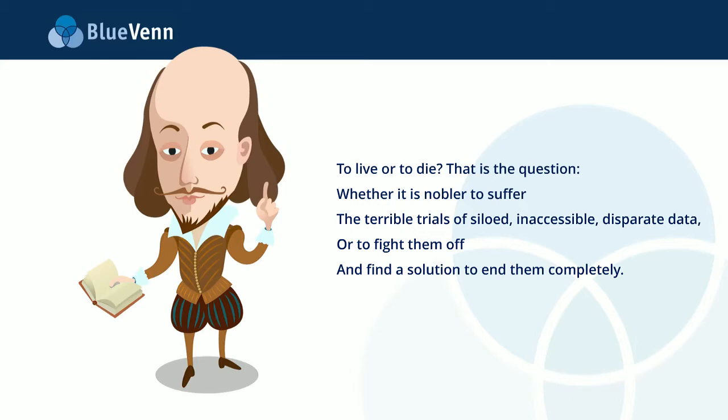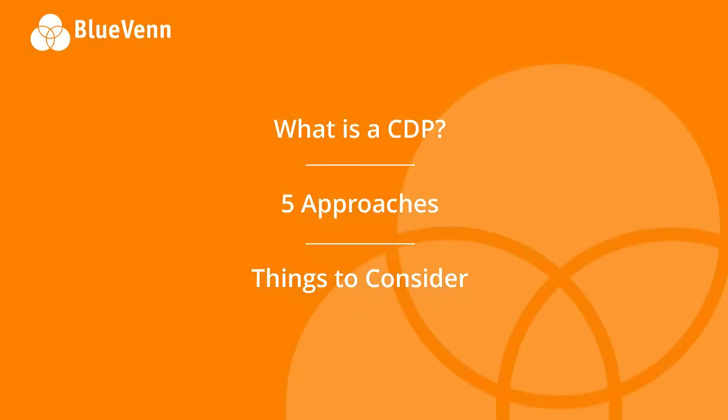So with the fight to resolve our data issues at the front of our minds, we're going to be spending today's session having a look at how to avoid the trials of siloed, inaccessible data by understanding the definition of a CDP, looking at the 5 approaches that marketers adopt to try to obtain a single customer view, including understanding their advantages and their disadvantages, and also exploring some of the things to consider when looking to obtain a single customer view and a robust customer data foundation.